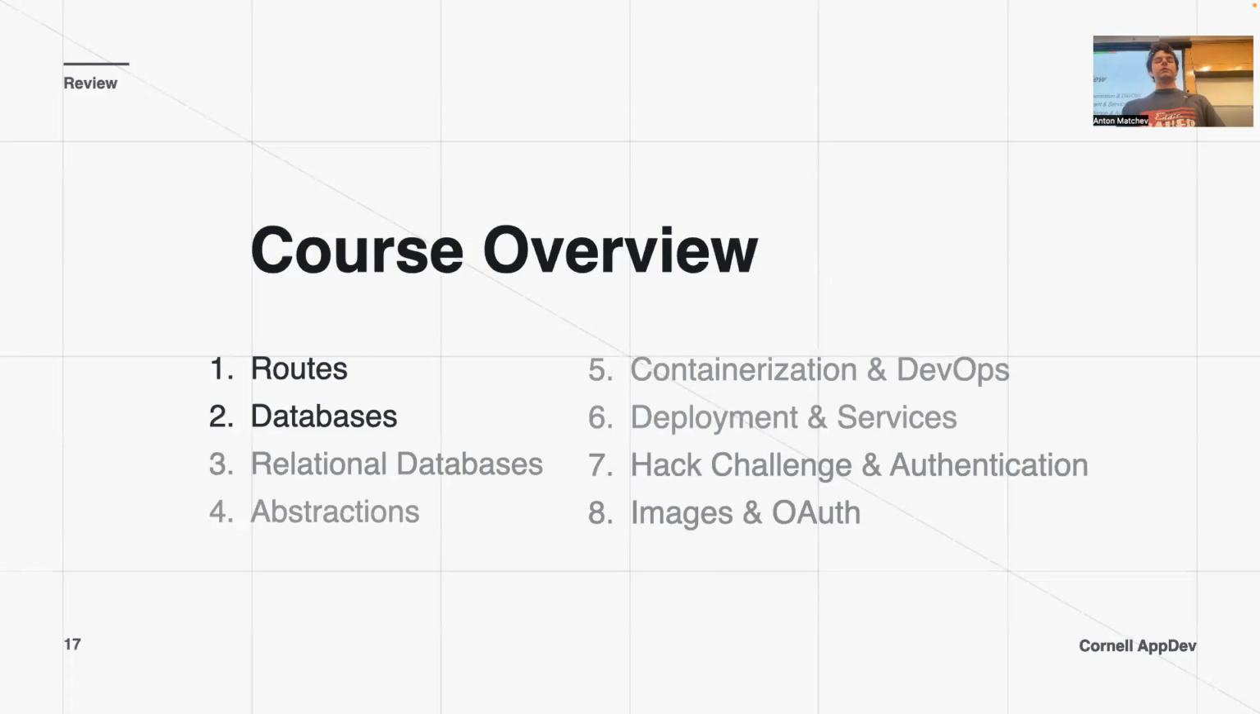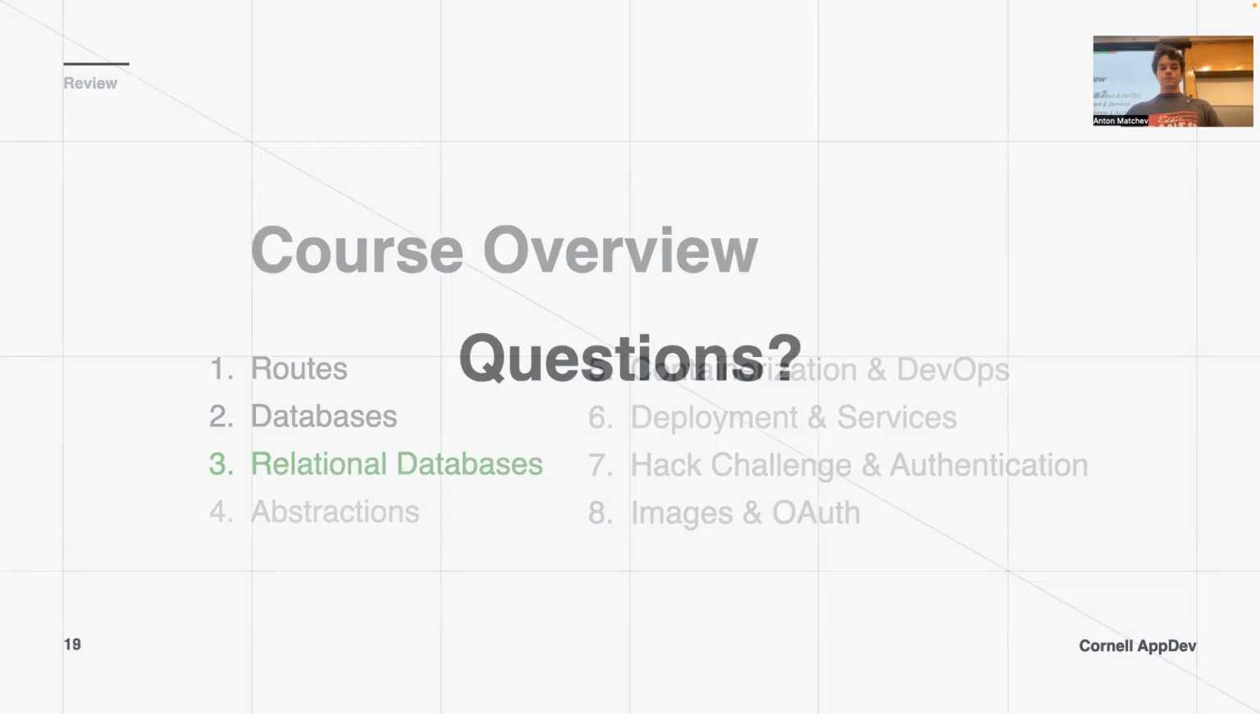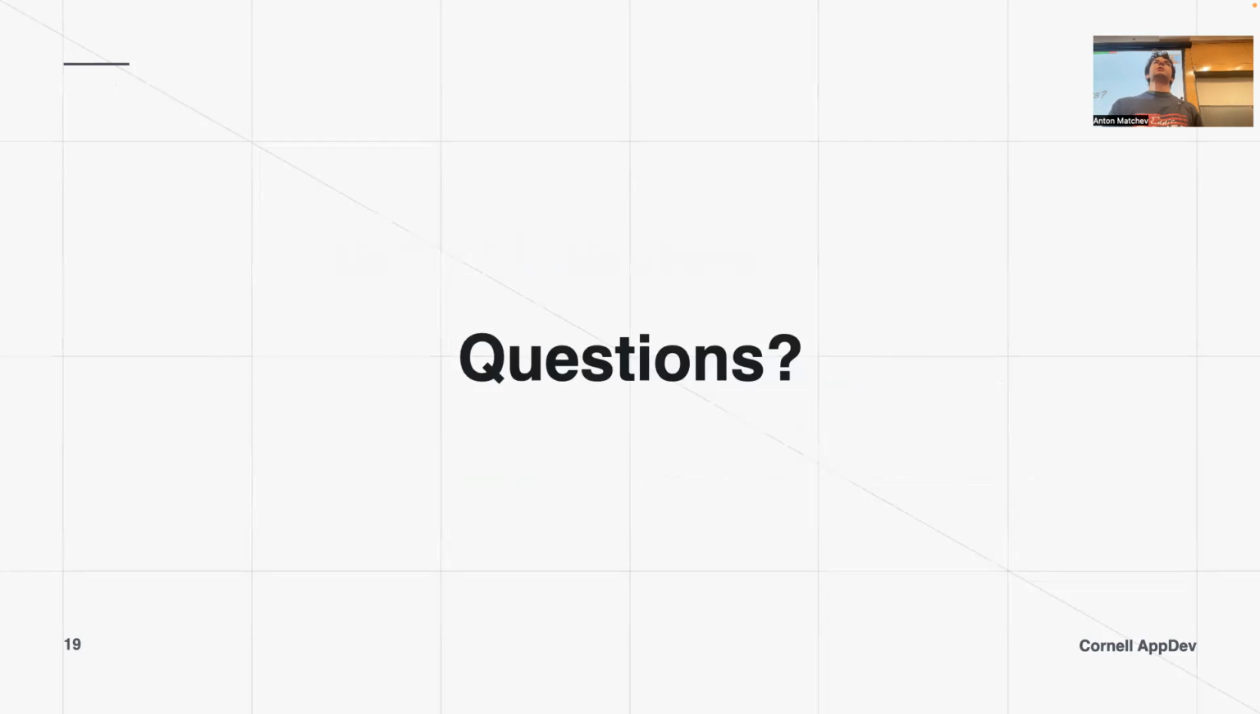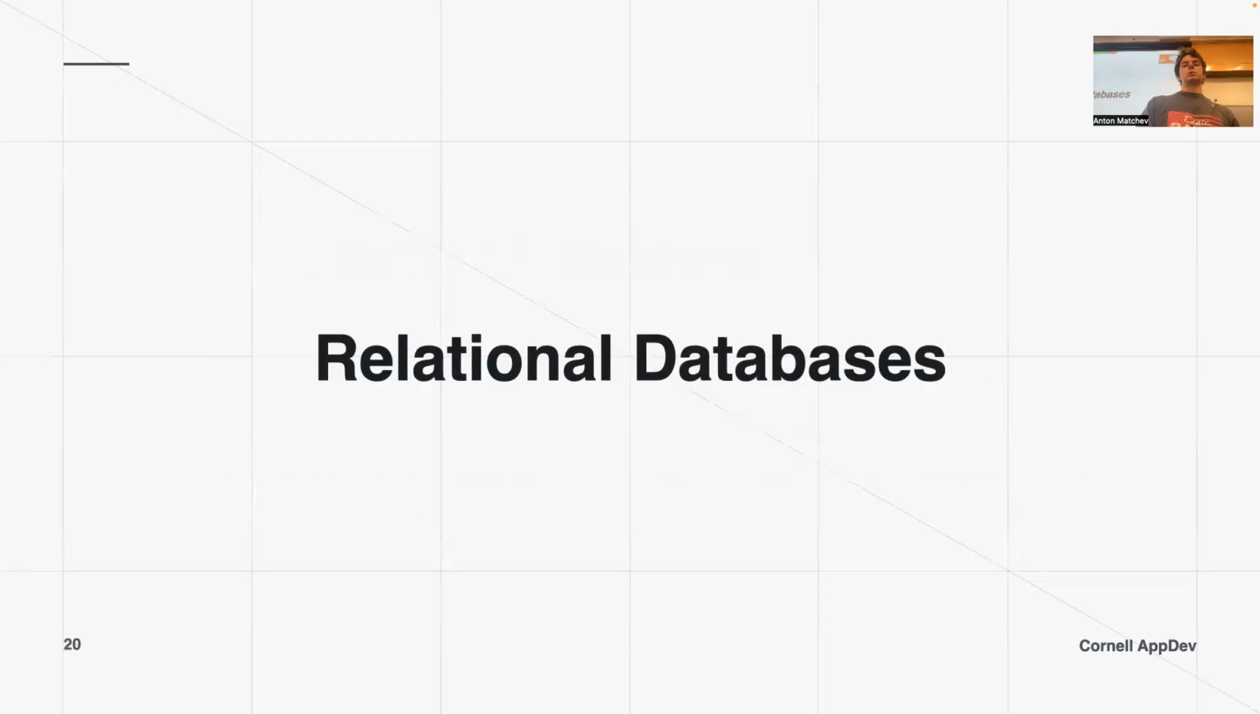So yeah, we've learned about routes, we've learned about databases, and the next thing we're going to do is learn about relational databases. Does anyone have any questions so far? All right, we're good.